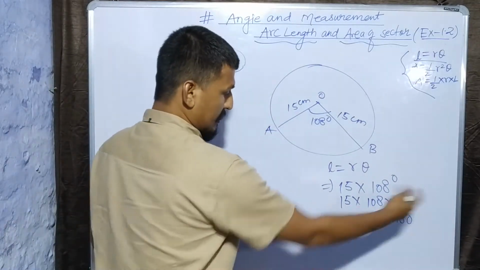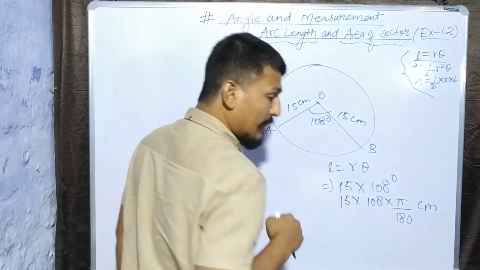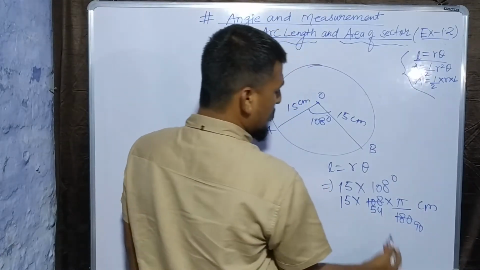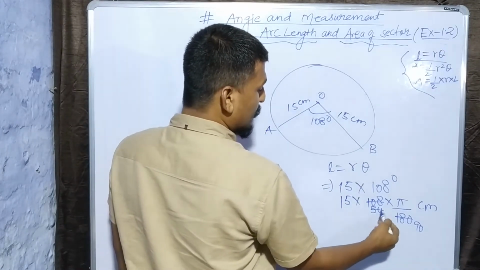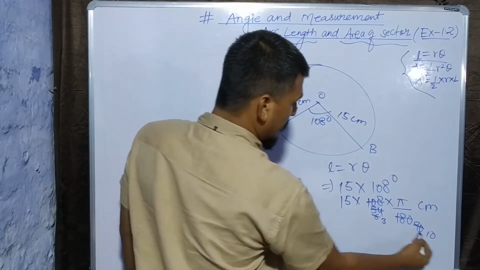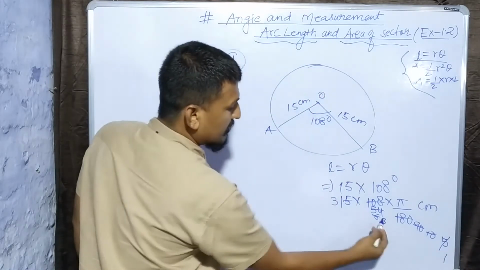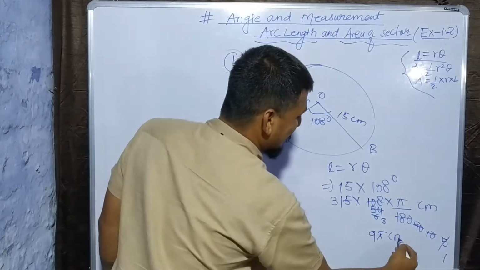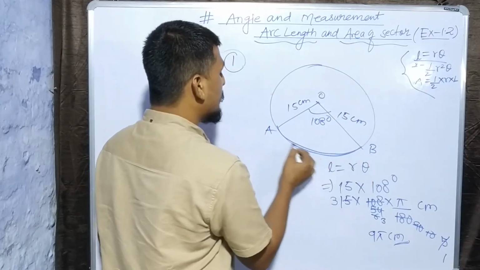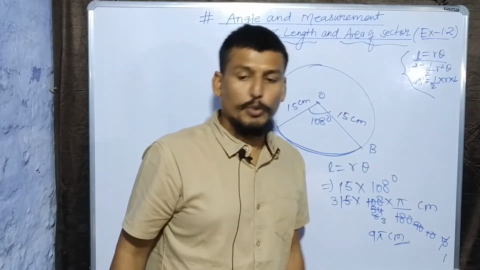Right? So this one is in centimeter. Since the radius is in centimeter, the answer will be in centimeter. So you can cancel this. This becomes 54, this becomes 90. 9 into 6, 9 into 10. This becomes 3, this becomes 5. 5 into 3 is 15. 3 into 3. 9 pi centimeter is the length of arc AB. This was all about question number first.